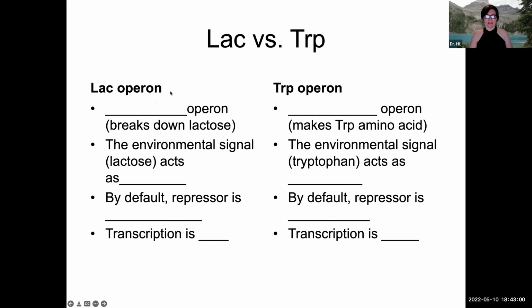Remember our definitions. Inducible means the default is no transcription and then the environment can turn it on. Repressible means the default is yes transcription, the environment can turn it off. Yeah. This catabolic operon is typical in that it is inducible. Environmental signal lactose therefore acts as an inducer, correct.